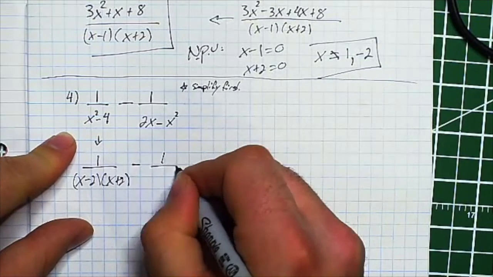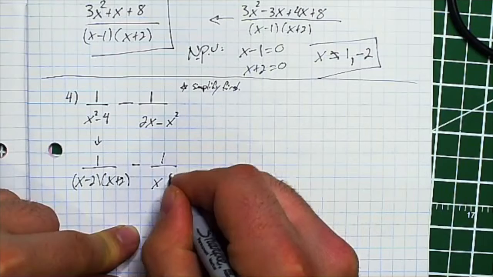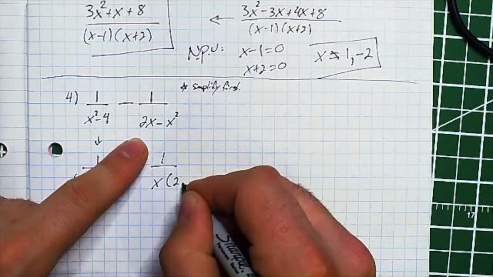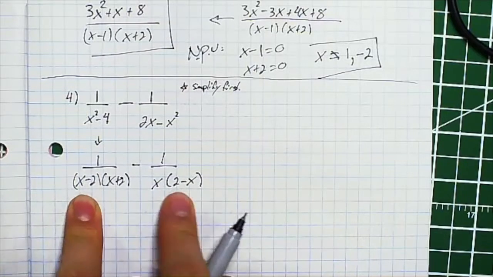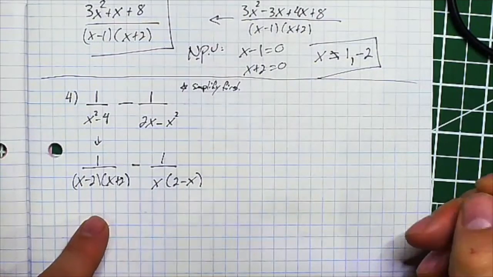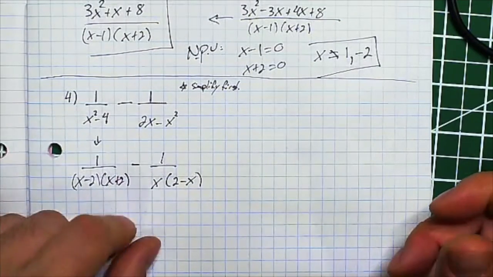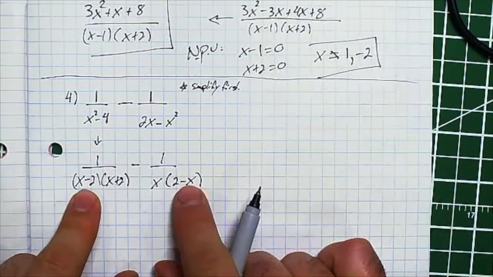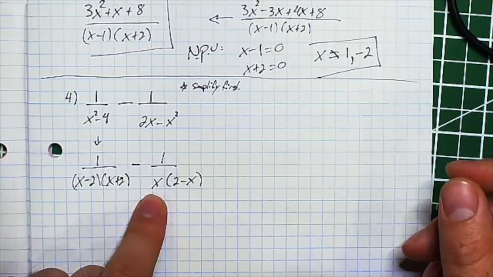Subtract. The only thing I can really pull out of 2x minus x squared is I can pull out an x to leave me with 2 minus x. Please note that x minus 2 and 2 minus x are two different terms. But we can do a bit of a trick later on, or I guess we can do it right now, to sort of make life a little bit easier. My goal is to get these two terms to be the same to make simplifying later on a lot less stressful.